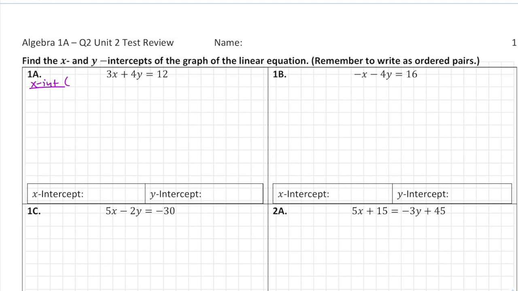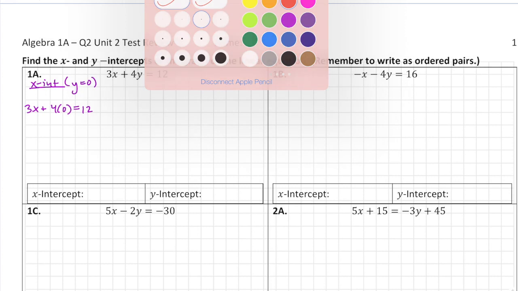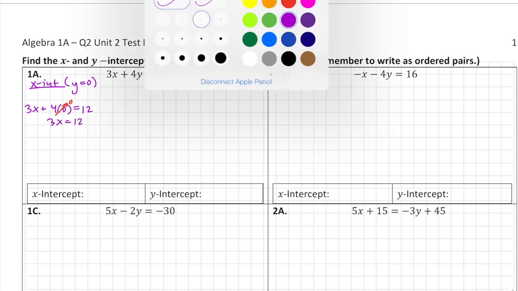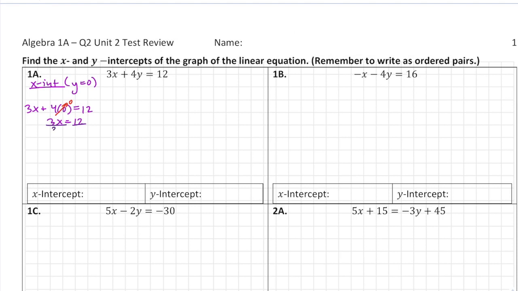Now I'll put in parentheses, remember, y equals 0. Okay, so when I write this 3x, some of you might not even write 4 times 0. You might just not even put it there, which is totally okay. I will put it here because I want you to realize that 4 times 0 cancels out. 4 times 0 is 0. Then I'm left with just 3x equals 12. Divide both sides by 3 because I want to get the x alone. And I get x is equal to 4.